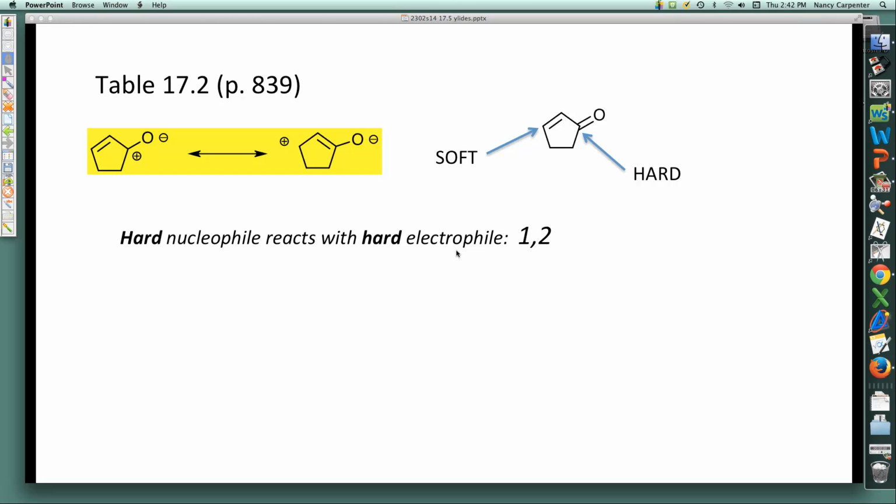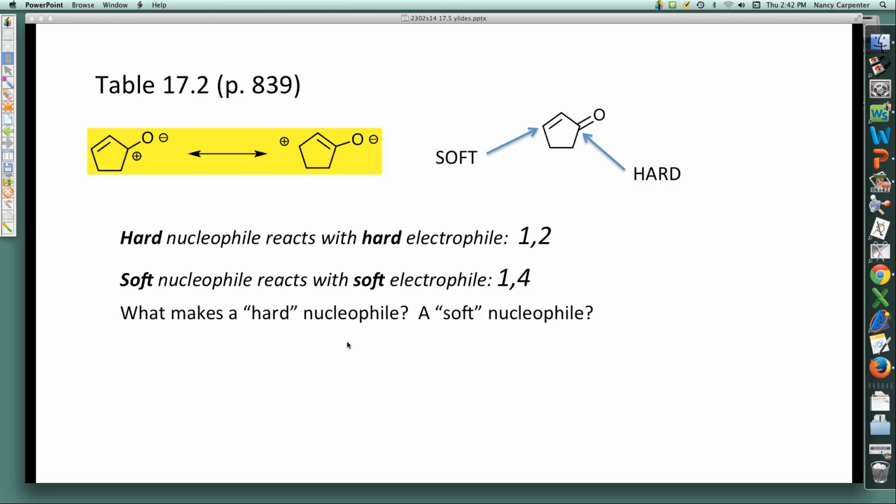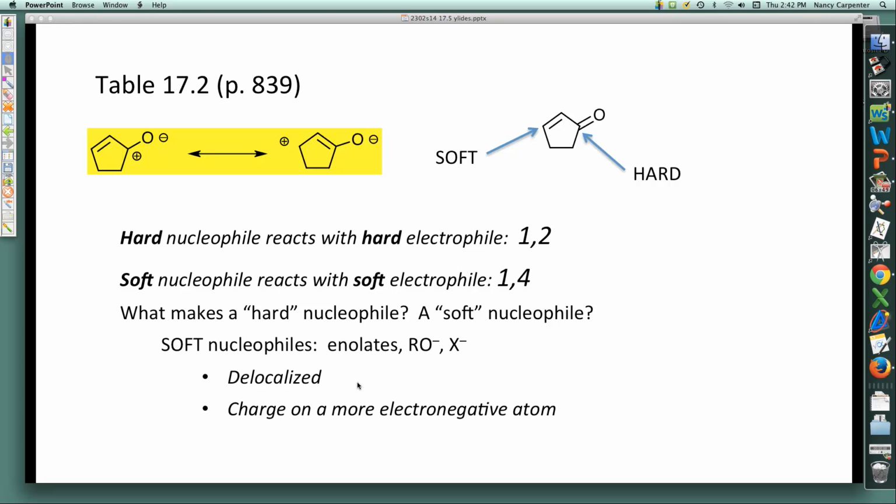at the hard site and give you 1,2. Soft nucleophiles react at the soft site and give you 1,4. So what we're down to now is trying to figure out, well, what makes a nucleophile hard and what makes a nucleophile soft? Well, it's the same kind of game I'm playing up here in the yellow box. A soft nucleophile is not quite as highly developed. Alright, it's a less strong development of negative charge.